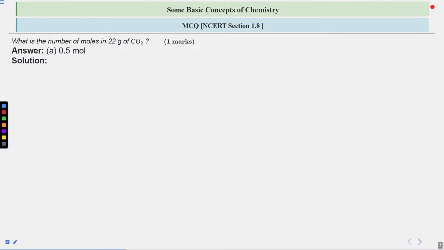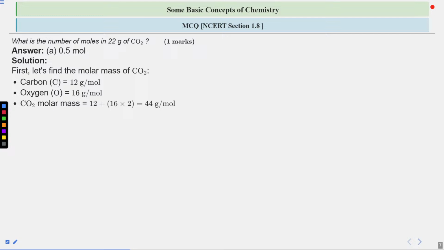The formula goes like this. It needs, first of all, the molar mass of CO2. The molar mass of CO2 is what? It will be 12 plus 16 into 2 for oxygen, because 16 is the atomic mass of oxygen and 12 is the atomic mass of carbon, which will give you 44 gram per mole. So this is the molar mass of carbon dioxide.